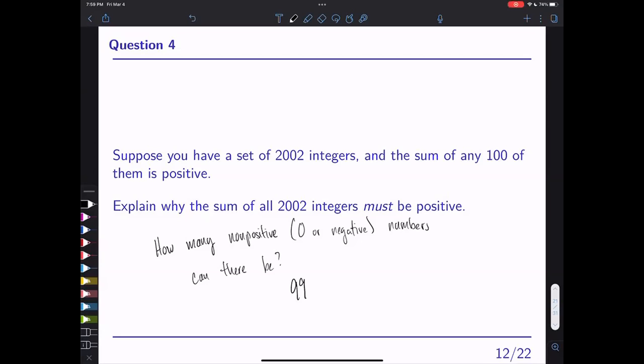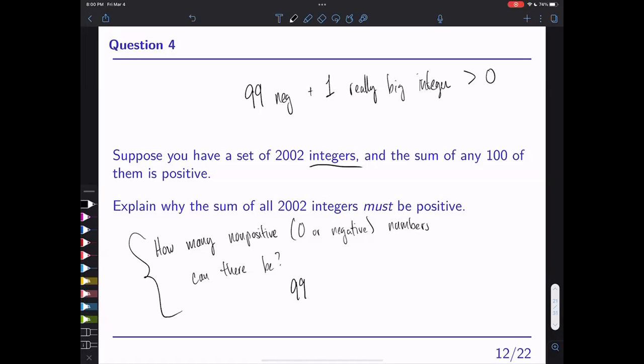So, this is already positive. If I take my 99 negative plus my one really big one, it is positive. Do I have any more negative numbers in this set of integers? I already asked how many could there possibly be. Do I have any more negative numbers in that set?